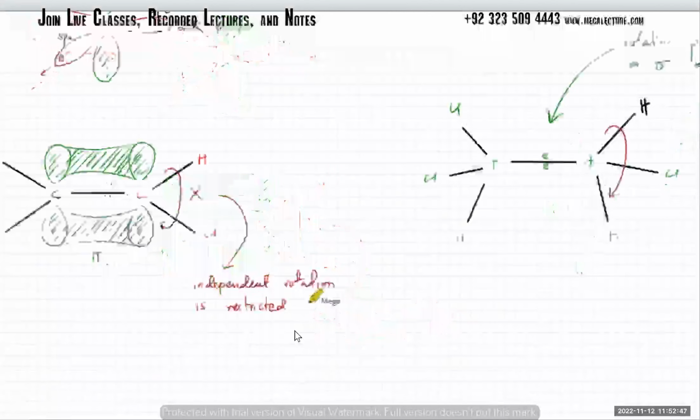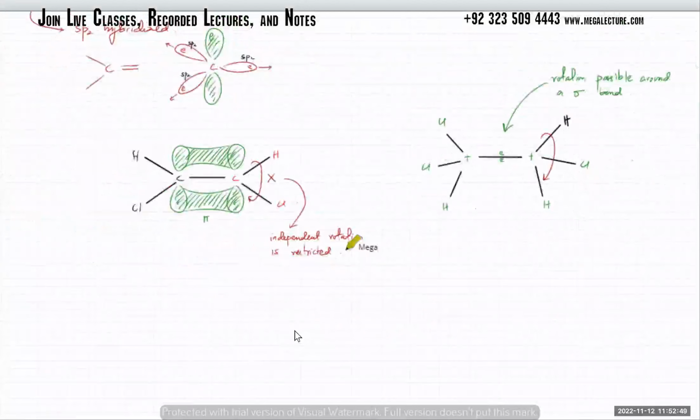Now, on this side, it doesn't matter. The three-dimensional geometry keeps changing all the time. It's like a fan which is sticking to the ceiling. Its three-dimensional geometry keeps changing. If it's rotating, it's like the bonds are pointing in any direction, in any random direction. It doesn't really matter. So around sigma bonds or single bonds, because of independent rotation, the three-dimensional geometry keeps changing. It doesn't really matter in that case.